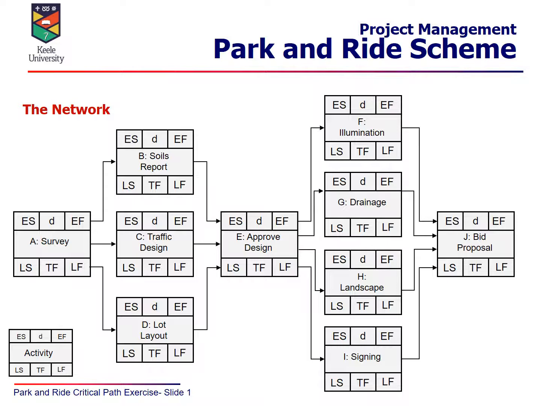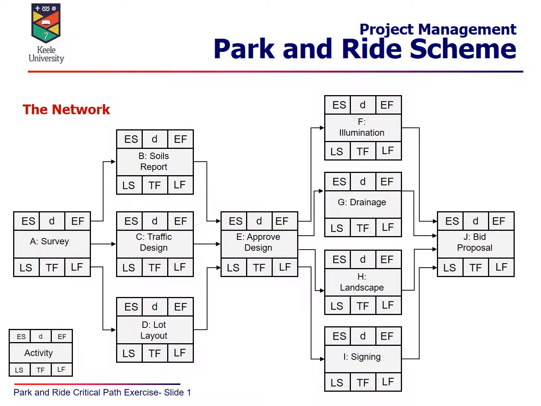Now, the first thing you have to do when you're developing an activity on node network is draw out the network itself, the logic and the sequence. So we can see first of all that in this particular project the first activity is the survey, activity A. So we've inserted that on the left hand side as the starting point, and in activity on node you can not just put the identifying letter or number if you want, but also you can put a little description in the node. That really helps you to understand what this project is about.